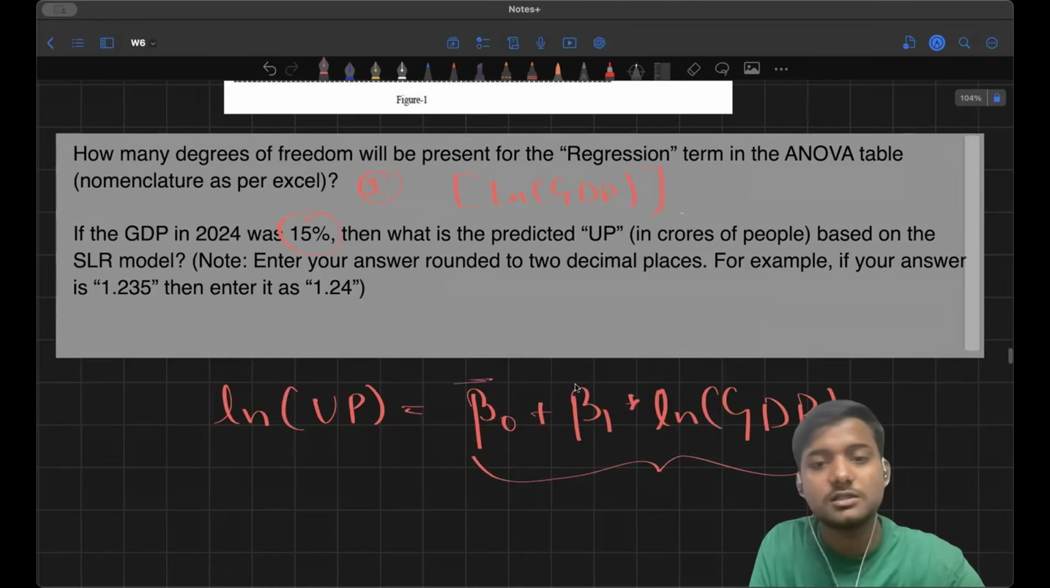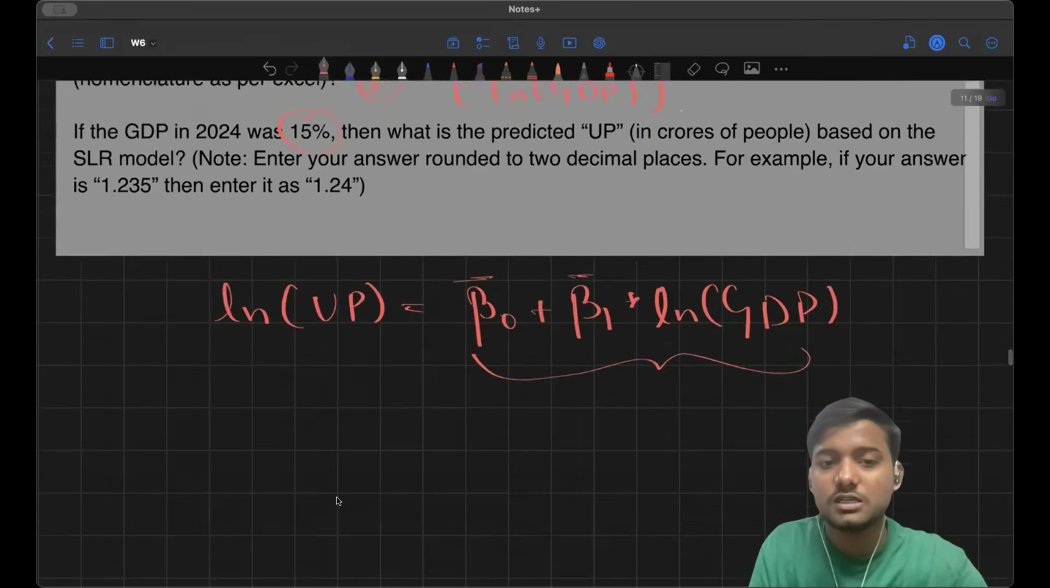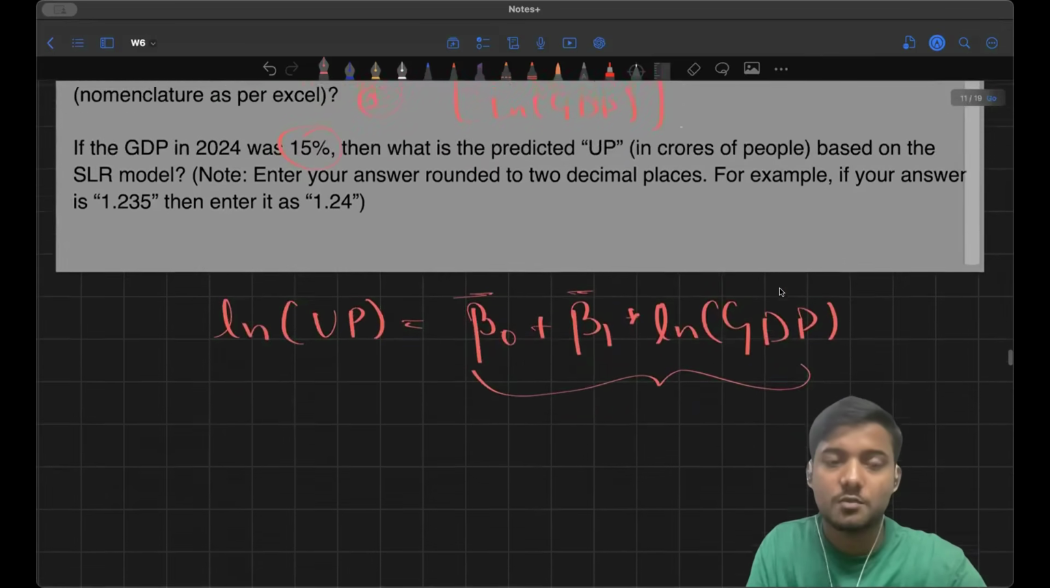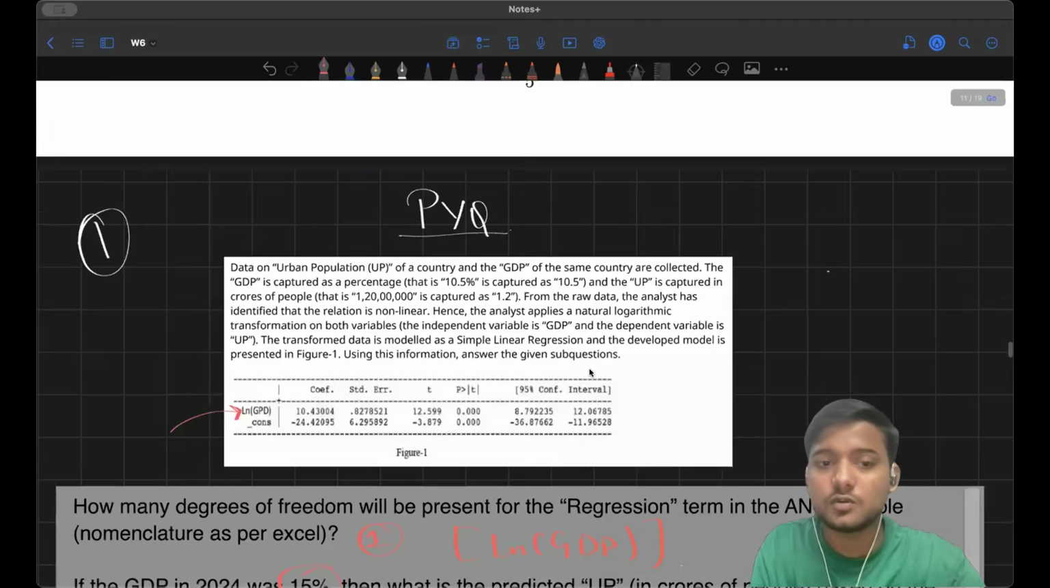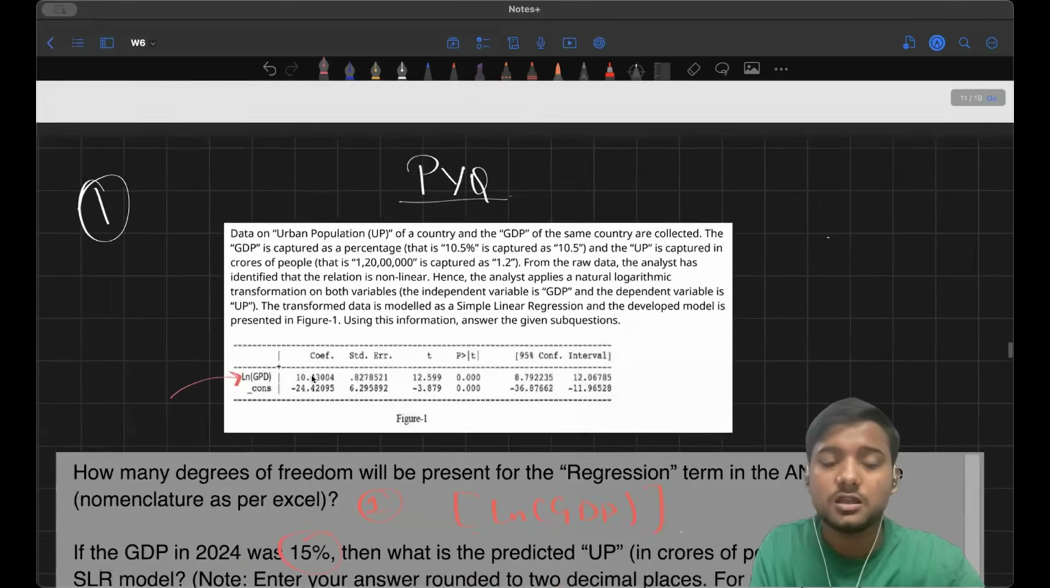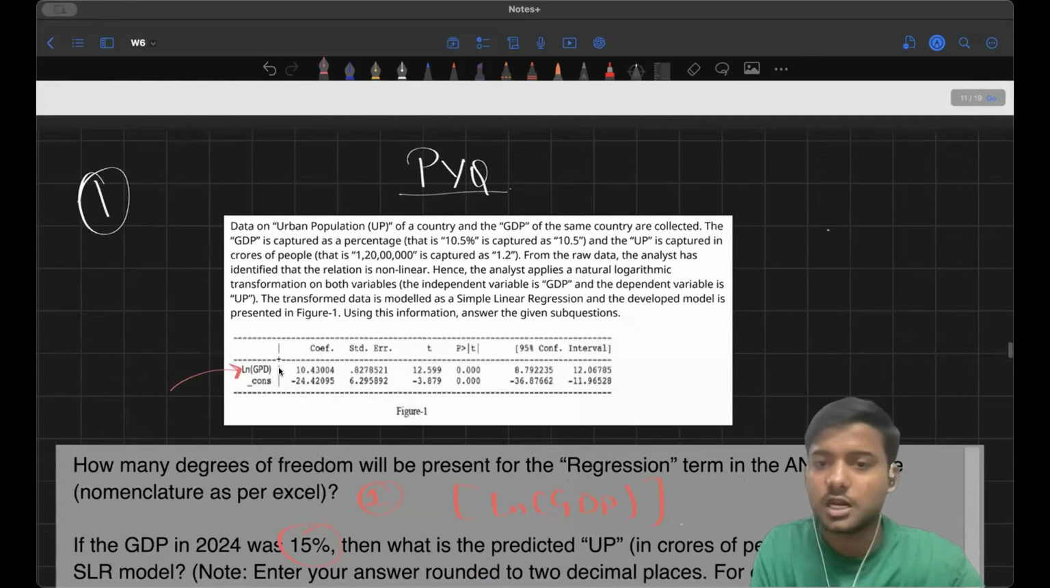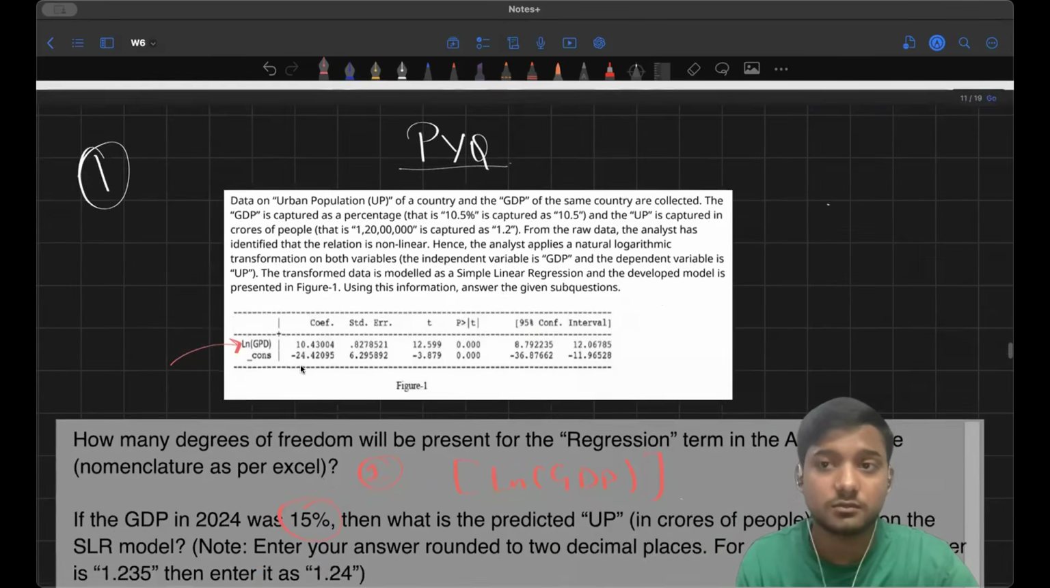Now, how do we get these two things, beta naught and beta 1? Because GDP they have given 15, so it is going to be log of 15. But how do I get beta naught and beta 1? So if you look at the table here, this output seems to be from R software. I don't know if it is something else, but it looks like the R programming language. So you see this thing, ln GDP, the coefficient is 10.43. That means this is beta 1. I specifically reminded you all, do not mug up the position, right? So this constant is going to be the intercept part, right? So this is beta naught.